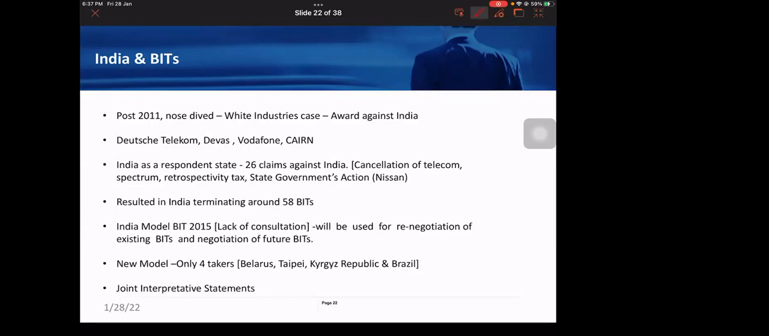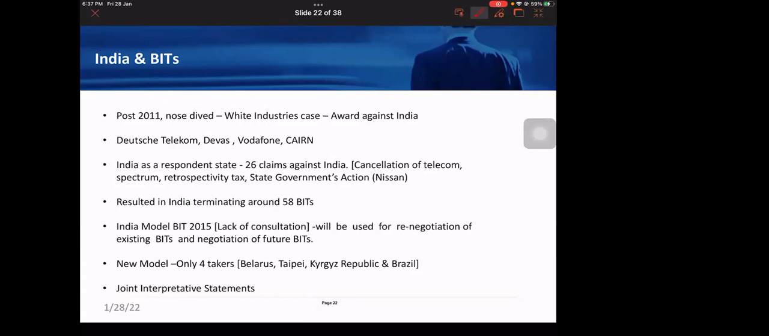And as part of the knee-jerk reaction, not only did we terminate 58 BITs, we also came out with the model BIT, India's model bilateral investment treaty. The press note also said that the BIT model will be used for renegotiation of existing BITs and negotiation of future BITs. Now, what is very interesting in that model BIT is there was no consultation. Again, this was done by the bureaucrats.